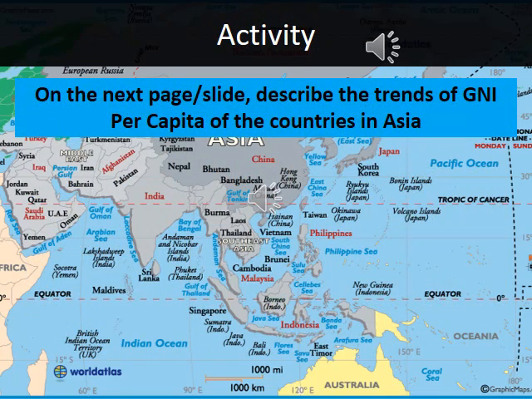Okay, start to put all of your ideas and thoughts together now on the next page or slide, describing the trends that you've seen of the GNI per capita of the countries in Asia. Using the gross national income map that we had in figure 1, I'd like you to take a look at Asia and describe the trends of the gross national income in those countries.